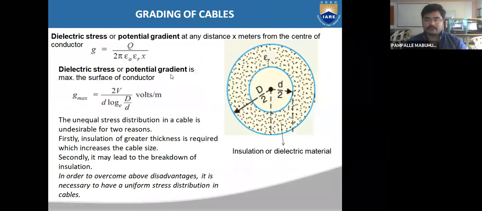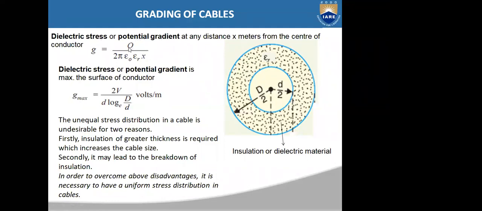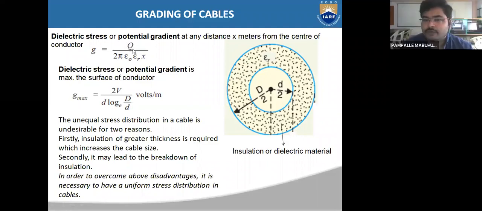Let us recall the dielectric stress, which is also called the potential gradient, at a distance x meters from the center of the conductor. G is equal to Q by 2 pi epsilon naught epsilon r into x. We got this equation while deriving the capacitance equation. Dielectric stress is the same as potential gradient. You can call it either dielectric stress or potential gradient. Q is the charge per unit length, and the dielectric stress is represented with G.